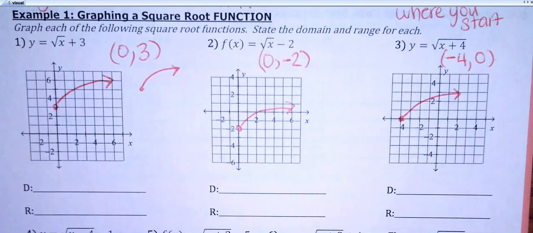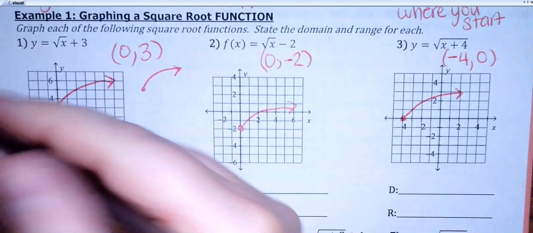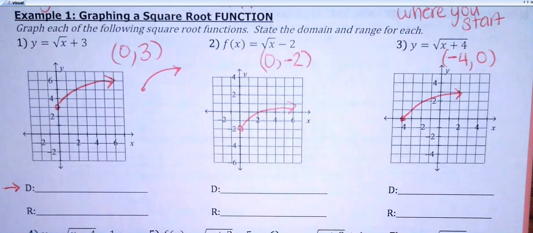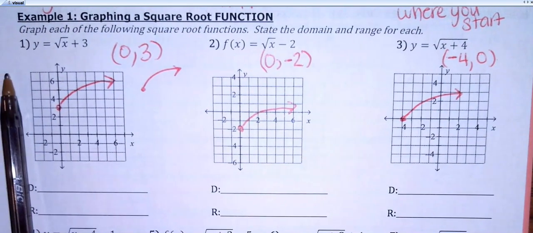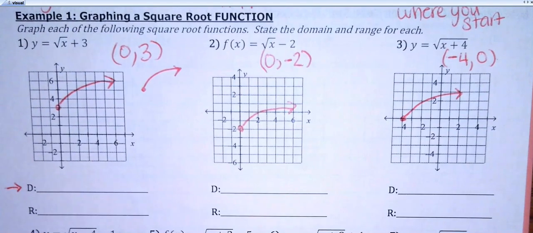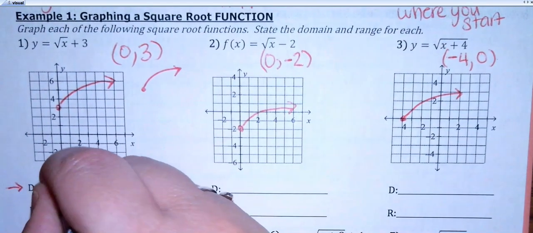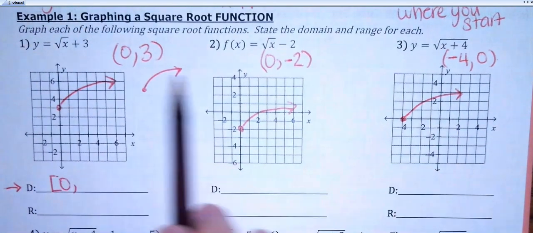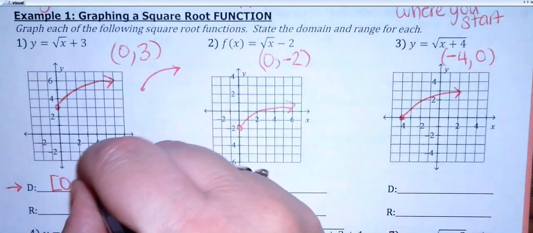Now, for each one of these, for your domain, you want to come from left to right. We're just going to write some interval notation. So the first point I touch is going to be where I started the graph, and you just want to copy the x coordinate, which is 0. And I'm going to put a bracket there because I actually touched that point. And then this goes to the right forever, so that's going to go to infinity.